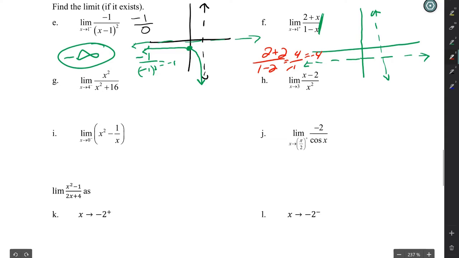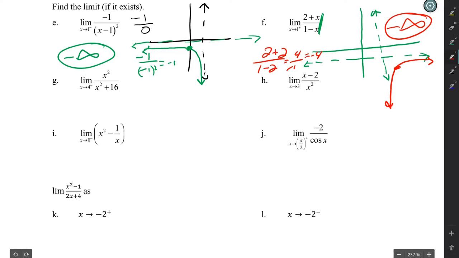So -4 would be down here, which means that my graph has nowhere else to go except for in this quadrant to the bottom right. So as I'm approaching 1 from the right, I'm approaching negative infinity because my graph is going down.